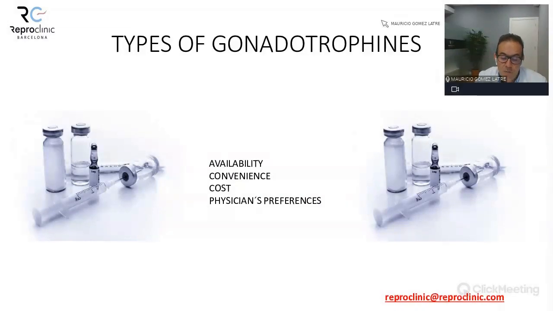Usually, physicians use a combination of more than one. There are new folitropins like FSH delta that try to personalize the treatment attending the AMH, the antimullerian hormone, and the weight of the patients, with no worse results.